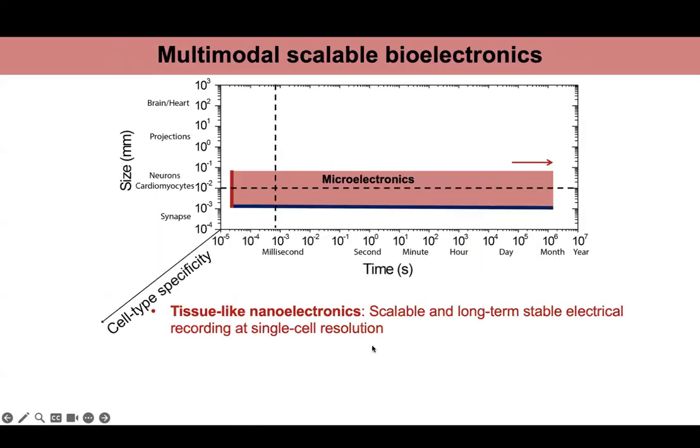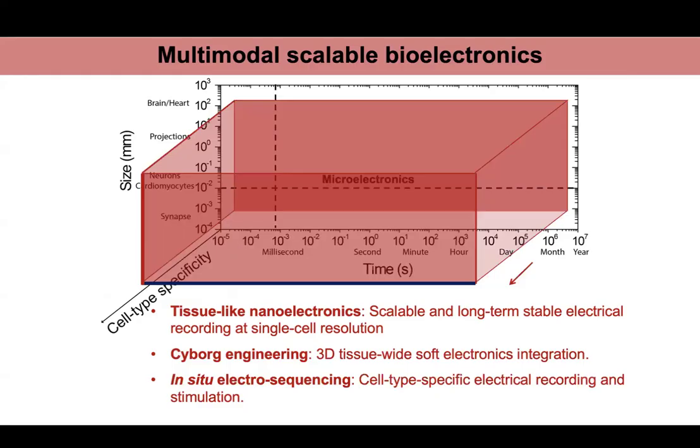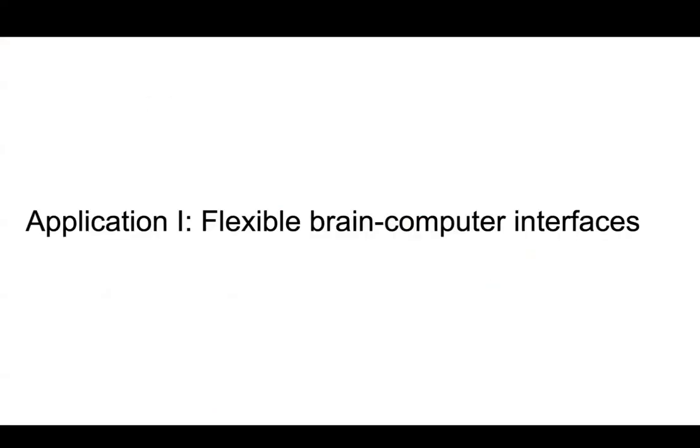So we build tissue-like nanoelectronics to enable stable, long-term interfaces with cells in the biological system. We build this tissue-level soft electronics and cyborg engineering to distribute the sensors across the 3D tissue. And we develop in situ electro-sequencing, which integrates the cells' gene expression or molecular information with their electrical behavior. We merge electronics from the molecular level through the cell to the tissue, across all the scales.